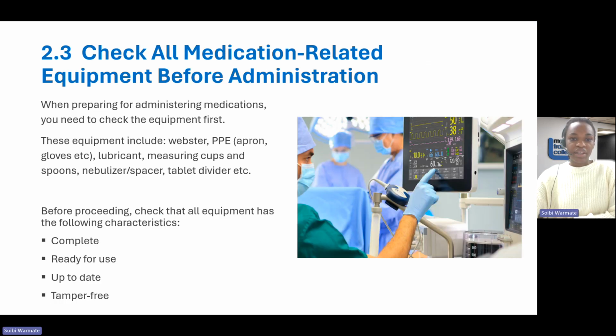Check all medication related equipment before administration. So, these equipment include Webster pack, PPE, such as aprons and gloves, lubricants, measuring cups, and so on. Before administering medication, you need to check that those equipment have the following characteristics. They need to be complete, ready for use, up to date, and tamper-free.